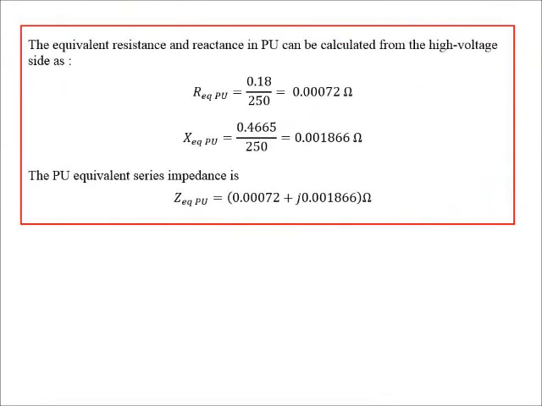As shown here on the next slide, you can calculate the equivalent impedance, the resistance and reactance in PU. If you look at the high voltage side, you take 0.18 divided by 250 ohms, it's 0.00072. The X equivalent in PU, looking at the high voltage side, is 0.4665 divided by 250, so that is 0.0018666. So the PU equivalent series impedance is 0.00072 plus j0.001866.